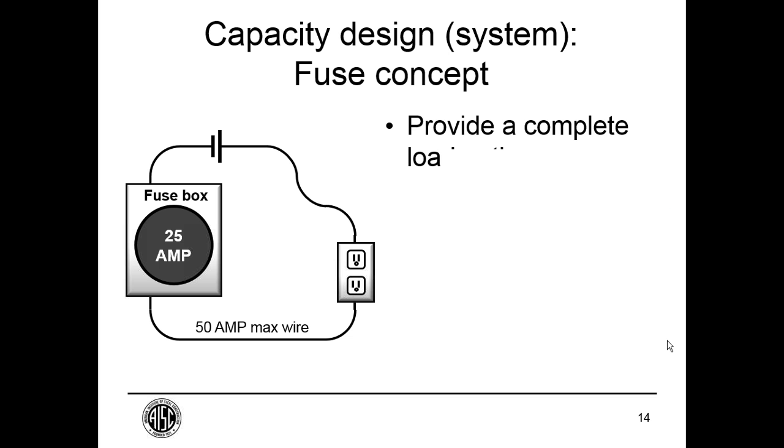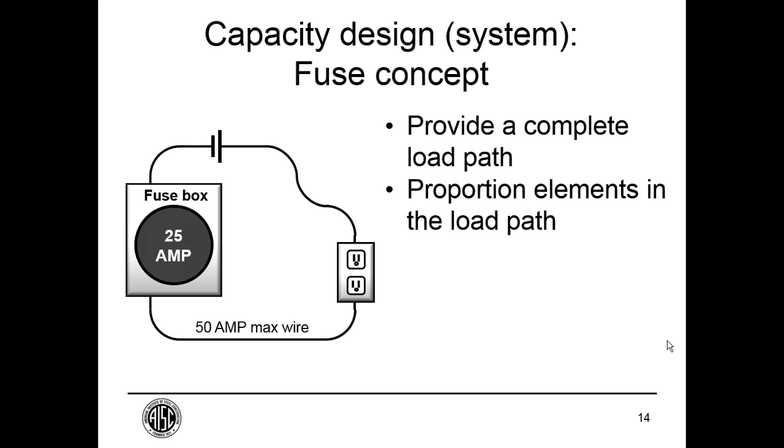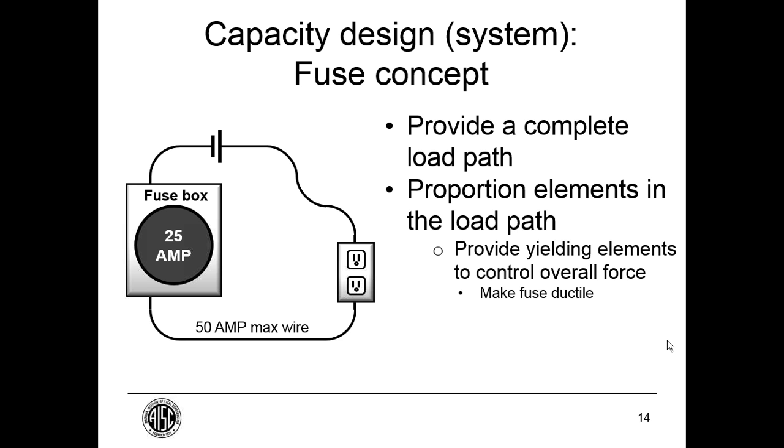So in order to provide a seismic load path, we want, of course, a complete load path. We also want a proportioned load path. We want the yielding elements to control, so we want them to be decidedly weaker than the protected elements, and we also need those to be ductile.